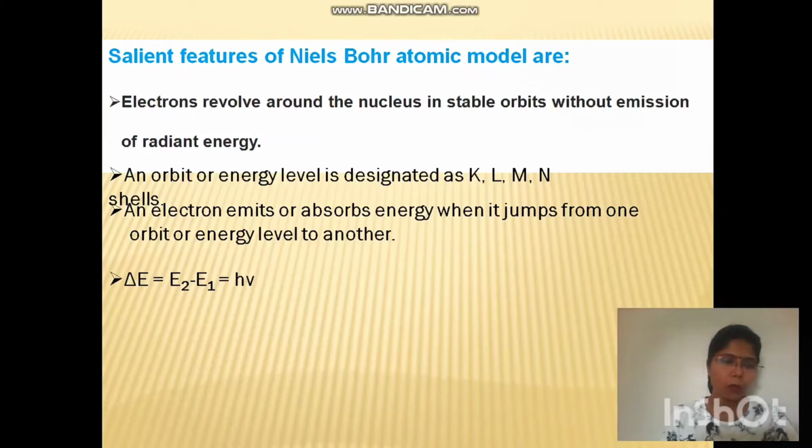The angular momentum of an electron revolving in the energy shell is given as m v r is equal to n into h upon 2 pi, where n is the number of the corresponding energy shell, which is equal to 1, 2, 3 and so on. m is the mass of the electron, v is the velocity, r is the radius and h is Planck's constant. But this Bohr atomic model theory also has some limitations.